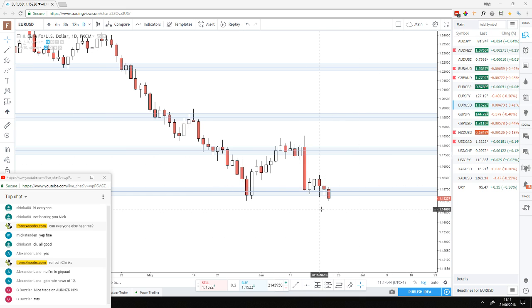So it looks like it's breaking right now, but it's still not really made a new low beyond this recent low here. So we still got to wait and see if it breaks beyond that low. So I'm going to keep a close eye on Euro USD. I'm really interested to see what happens there.